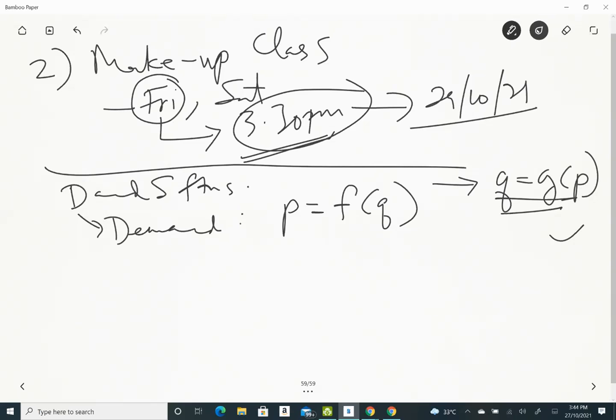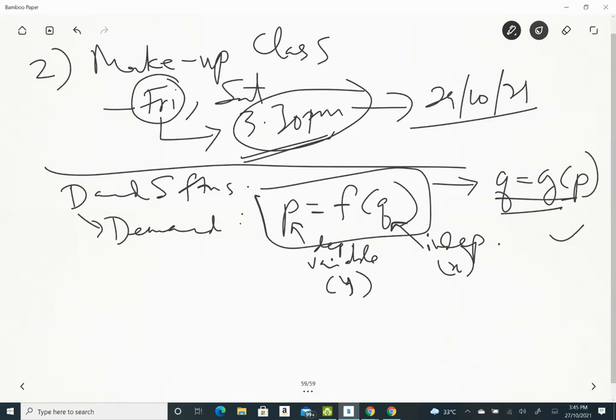Now, when we do that, P will be the dependent variable. So this one will be the dependent variable. In general, that will be the Y, and this is the independent variable. So in other words, that's the Y, and that is the X. But we normally use this form.